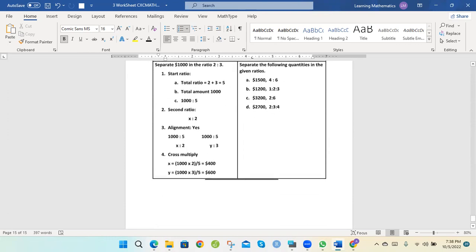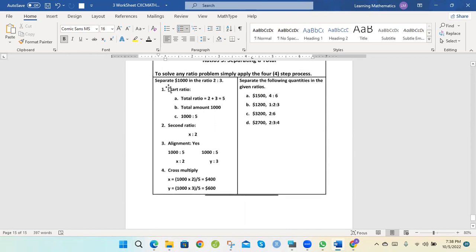To separate a quantity into 2 parts, you want to separate a quantity into parts. For example, you have $1,000 and you want to separate it into 2 parts, 2 to 3. How can this be done? There are different ways of doing it, and we are going to apply the 5-step process here.